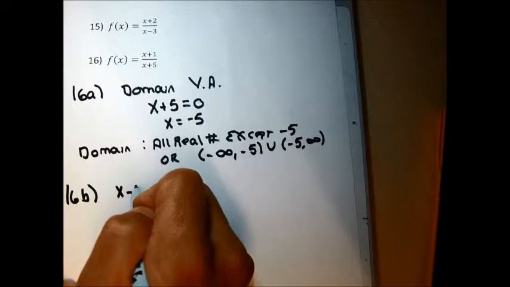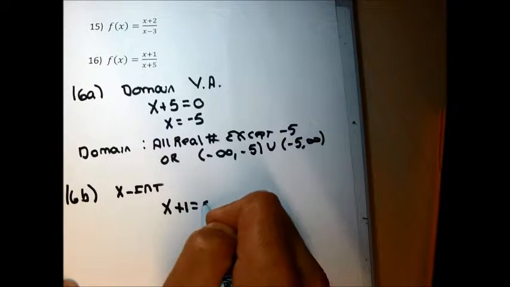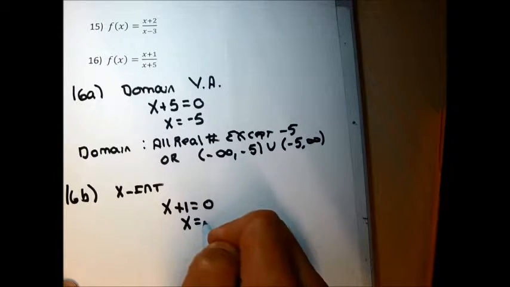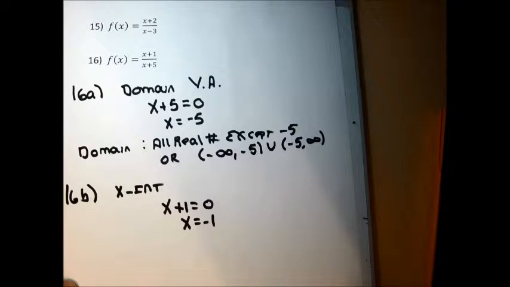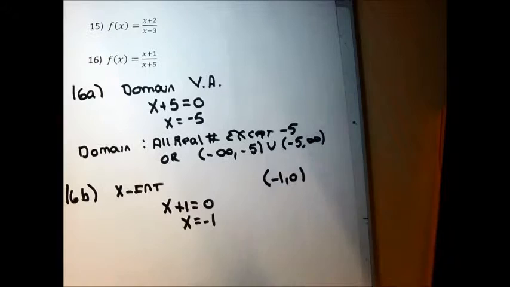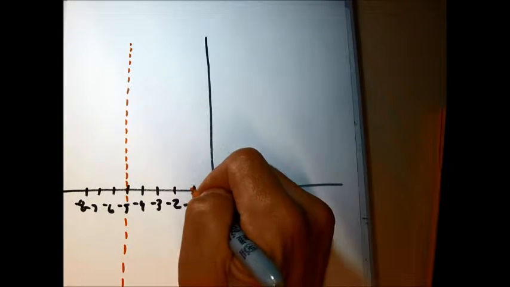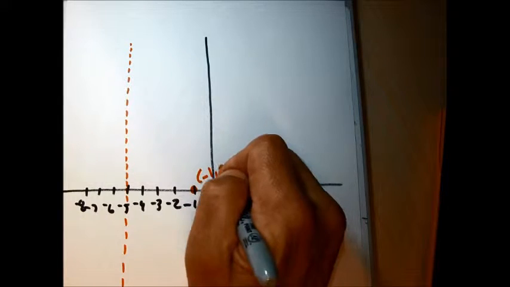To find the x-intercept of a fraction, it's enough just to take the numerator and set it equal to 0. When I take the numerator and set it equal to 0, I get x equal to -1. On my graph, that's going to be the point -1, 0. So now I'm going to graph that on my graph, because my graph has to go through the x-intercept. Here's the point, -1, 0.